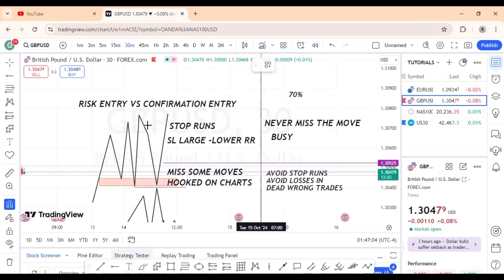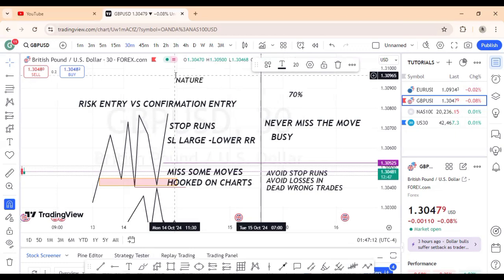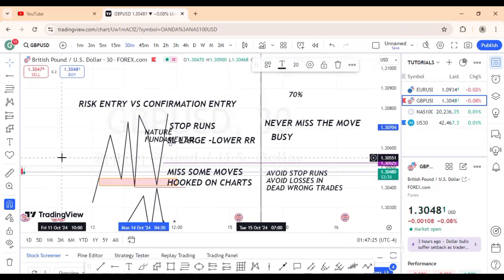So there are two things you should consider when you're choosing these methods. You have to look at the nature of the pair, and then the fundamental elements like news. Is there news? Is there a political event? All those things help to narrow down your choice, right? So this is basically what I have for you guys.